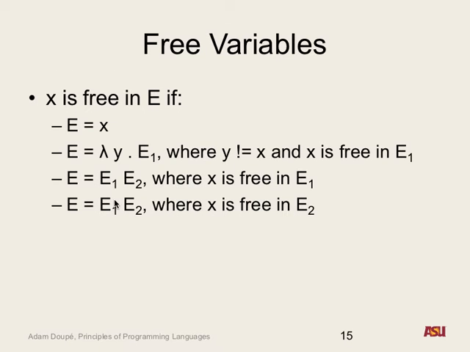Right? So if it's free on the left, then it's free. Or if it's free on the right, then it's free. That's what this should be. It doesn't have to be free in both E1 and E2. This is saying that it has to be free in either E1 or it has to be free in E2. That means x is free in that whole expression. So basically we're defining the one case where x is not free is if the expression is lambda x dot e1. Because then we know that x is not free there.